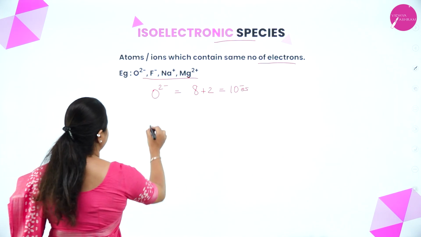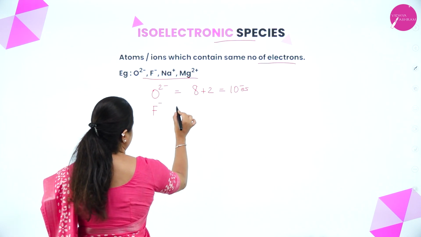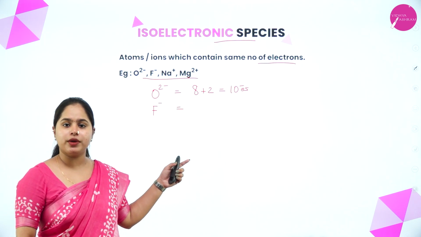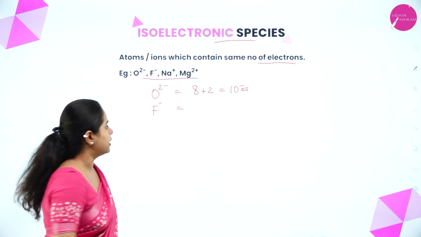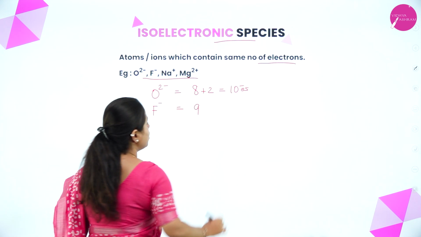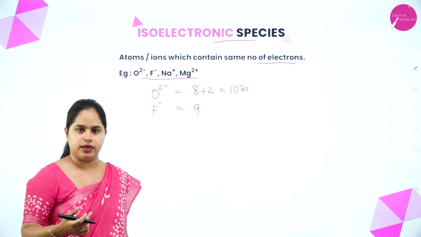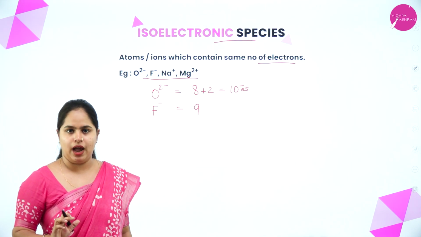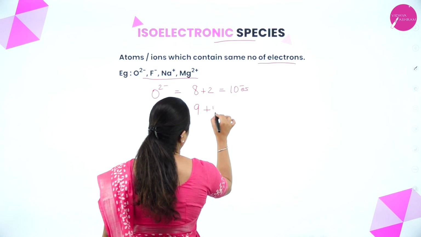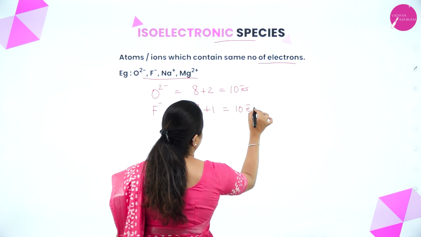Now let's move on to the next one, that is F minus. We know that the atomic number of fluorine is 9, so the number of electrons will also be equal to 9. And there is a negative sign here. That means one more electron is being added. So that means a total of again 10 electrons will be present.